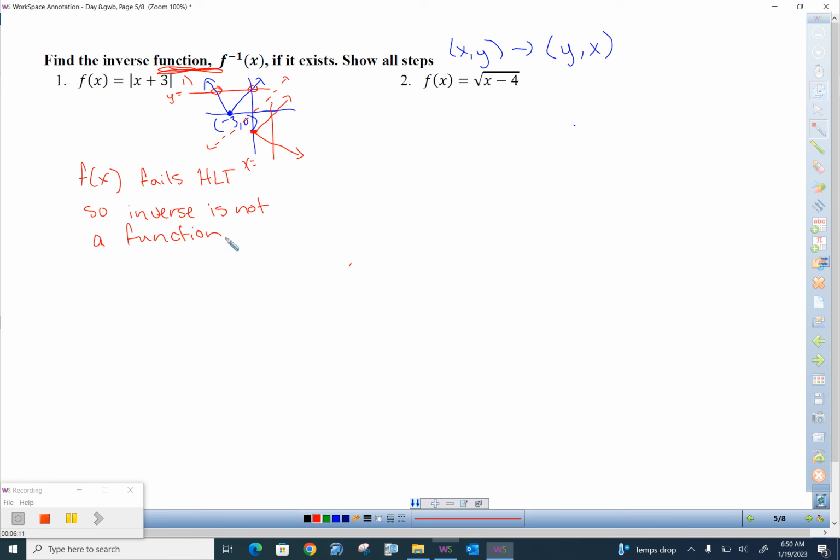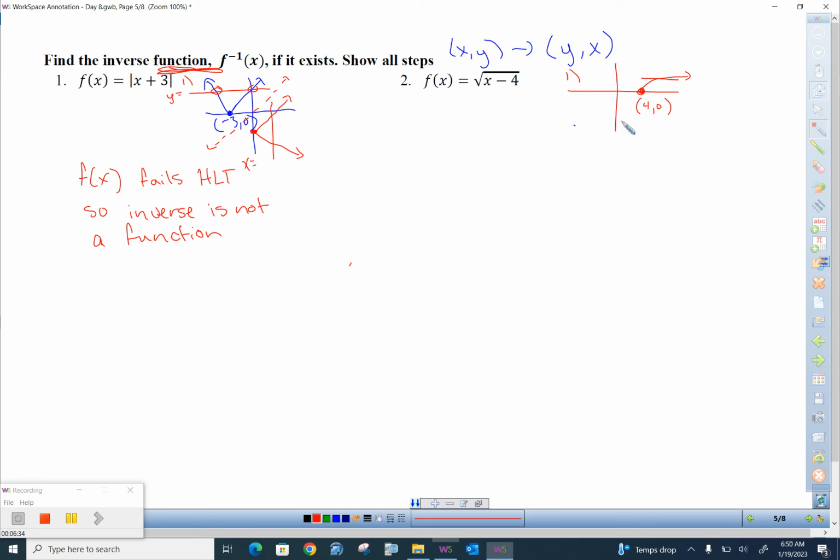Okay, let's do that same thing for the next one. Okay, your purple note card with sketching these is going to make your life a lot easier. Okay, we know that the parent function of a square root starts at an endpoint and goes to the right. This minus 4 shifts it over to the right of 4. So that endpoint is at 4, 0. First step after that is just testing the HLT on it.